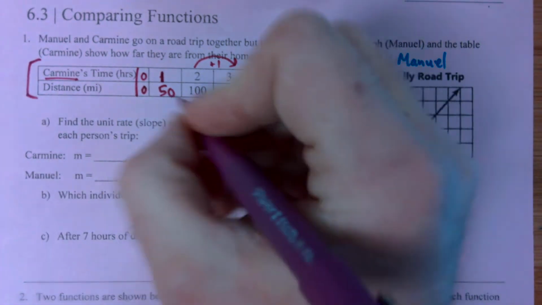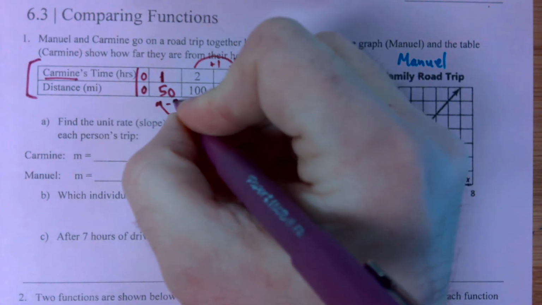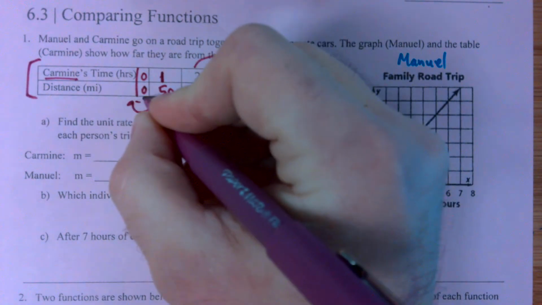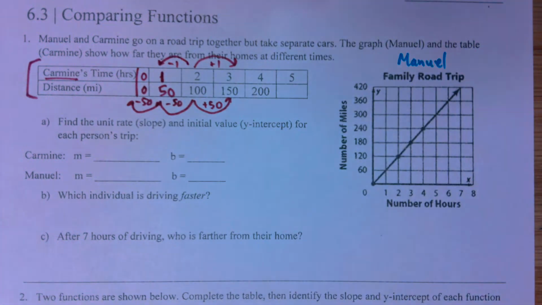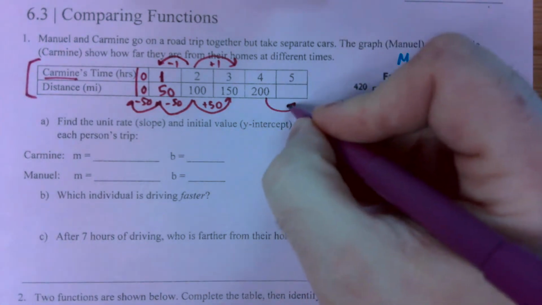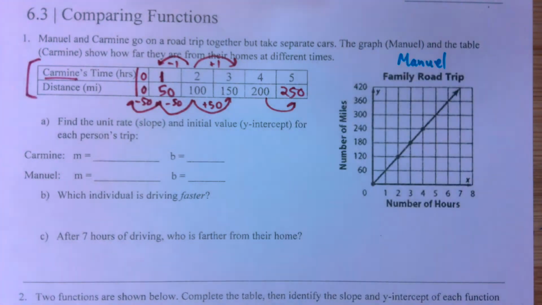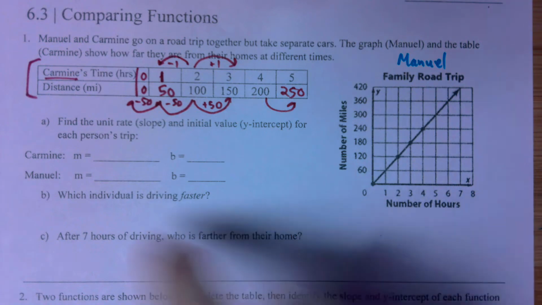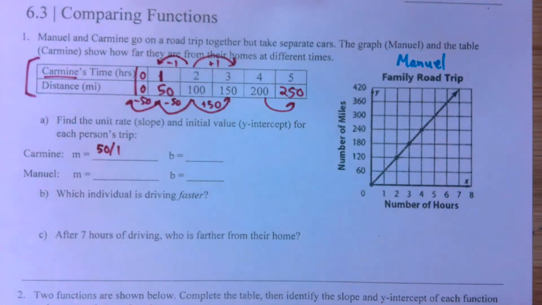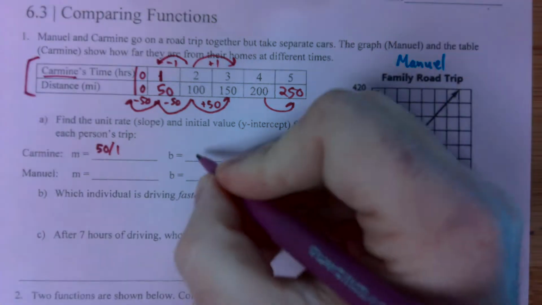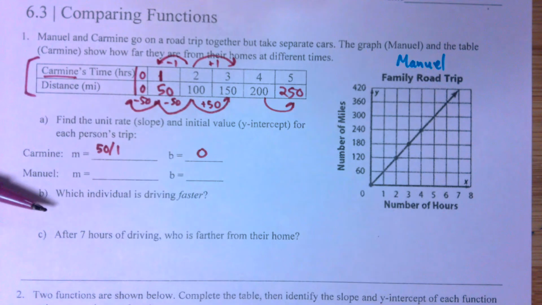If we're adding 50 to the right, we just had to subtract 50 to the left and subtract 1 to the left, just like that. If we're going the opposite direction, we do the opposite sign. And then our last number over here is going to be 250, right? So our slope, Carmine's slope, is going to be 50 over 1. Right? 50 over 1, and the b value is going to be 0.